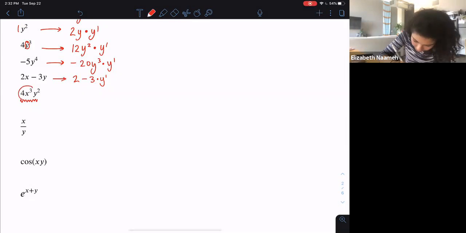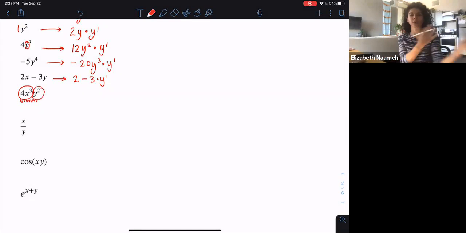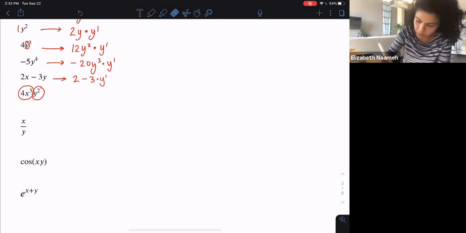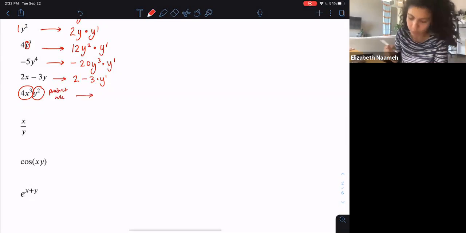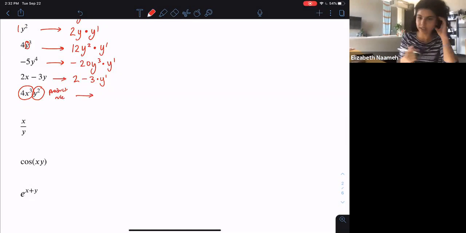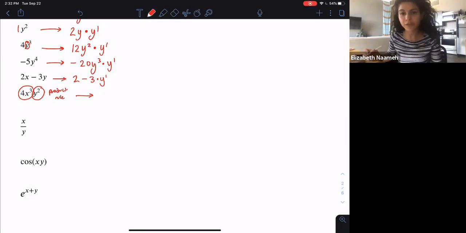This is my first function. And this is a separate function. They're both functions, 4x cubed and y squared. So make a note to yourself. We're going to use the product rule. Circle each separately. Okay, so the product rule, let's apply it carefully. Copy the first expression.